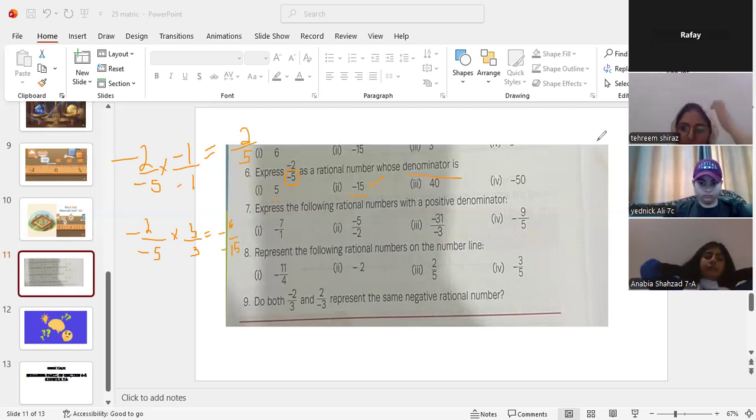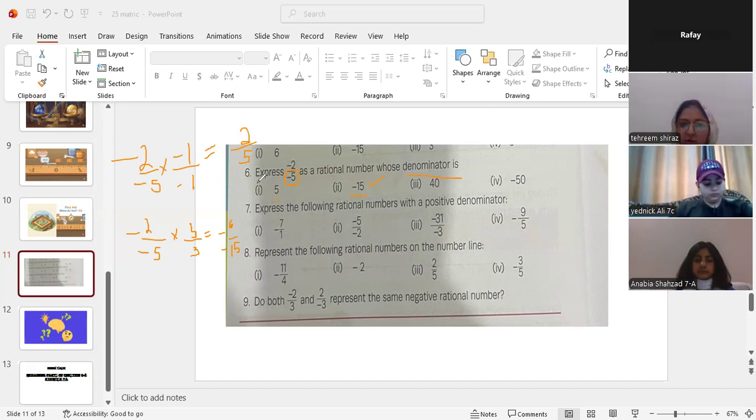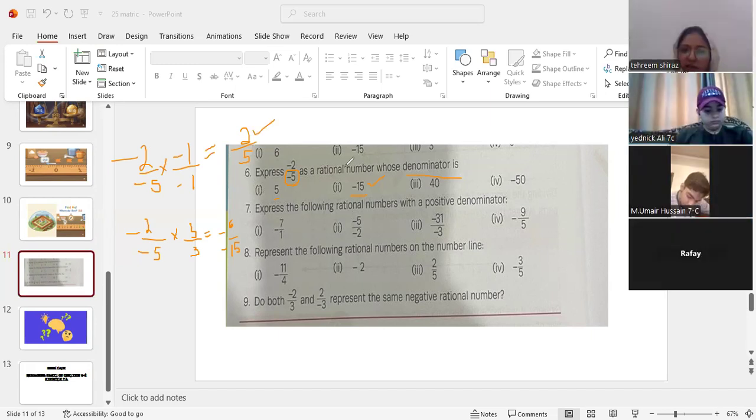Yes, Rafe, what is the question? Ma'am, should we write the whole thing, express -2 by 5 as a rational number whose denominator is? Yes, write the question first, then write the part 1 and solve this one. Then write part 2, solve this one. Write part 3 and then I will do the part 3. That's very simple. Okay, the next is you have to make the denominator 40.